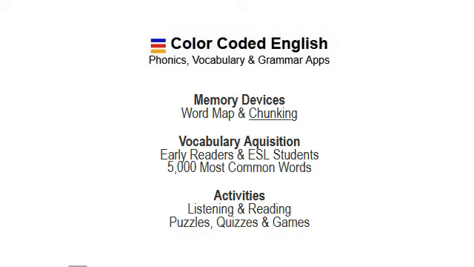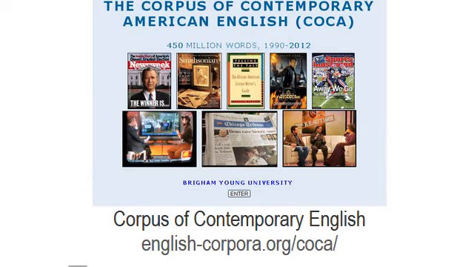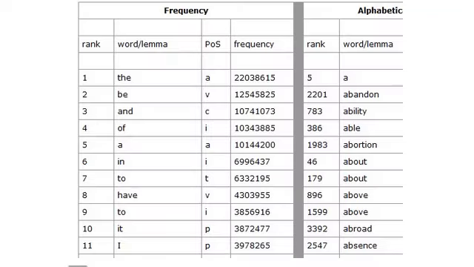The app's activities involve both listening and reading, along with puzzles, quizzes, and games. The selection of words in the word map is based on a list of the 5,000 most frequently used words. The list was created by the Corpus of Contemporary American English, using 450 million words from mass media publications and transcripts. The most frequently used words like the, be, and of are positioned first. The position of words in the list is the basis for grouping them into 4 levels.